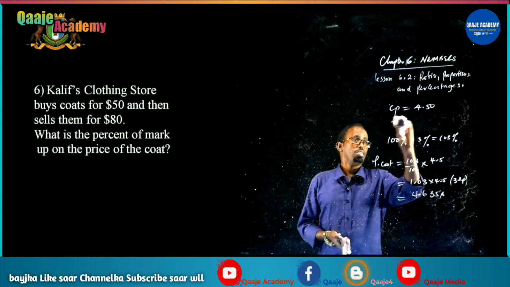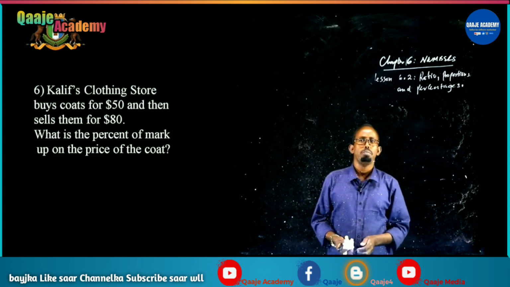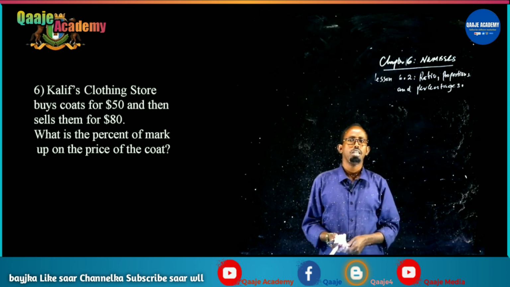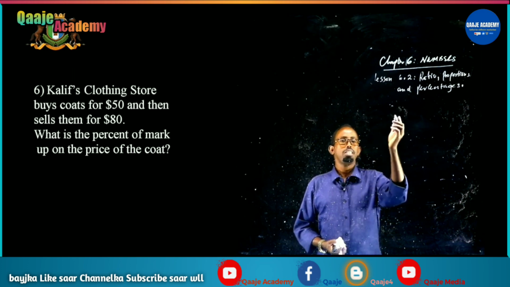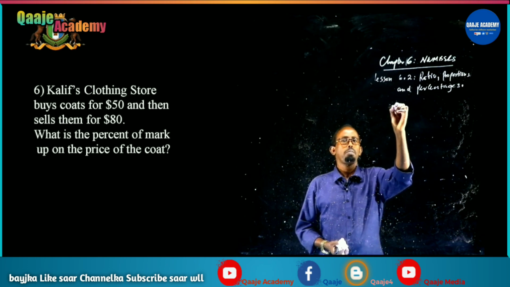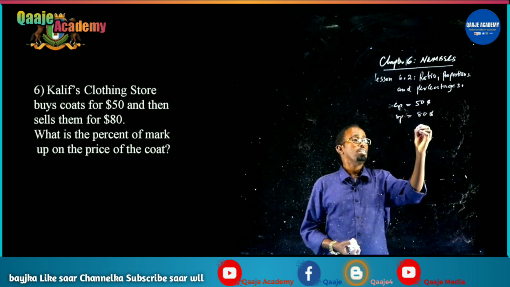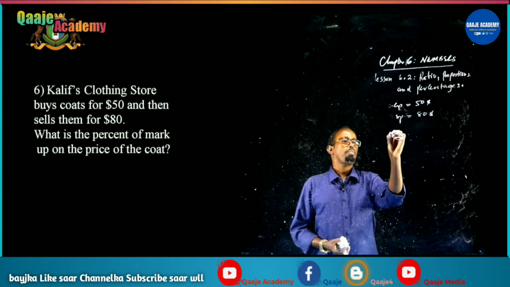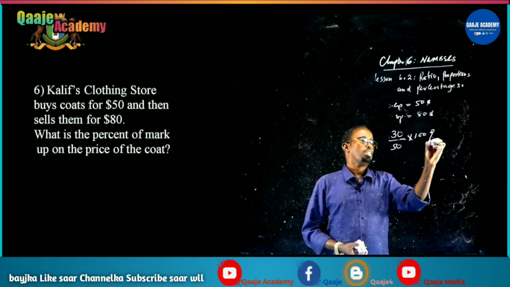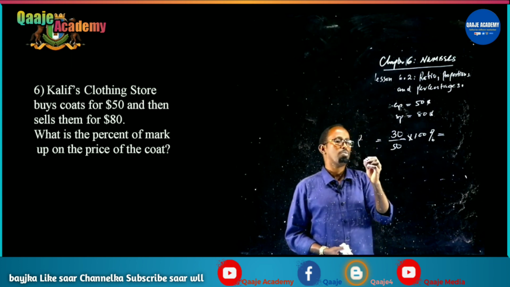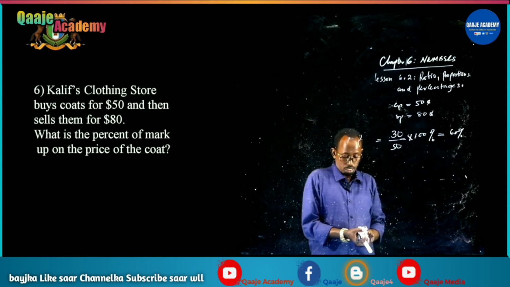Example number 6, which is the last example: you're told Khalif's clothing store buys coats for $50 and then sells them at 80. What percent mark-up? Okay, the percentage that is. We know the cost price is there. We have 50, and then the next one we have 80. So we get a profit of 30 there. So 30 divided by the original price, which is 50, multiplied by 100%. Therefore you get by 2, this is the profit. That is what you're looking for, profit percentage. So this will be 60%.